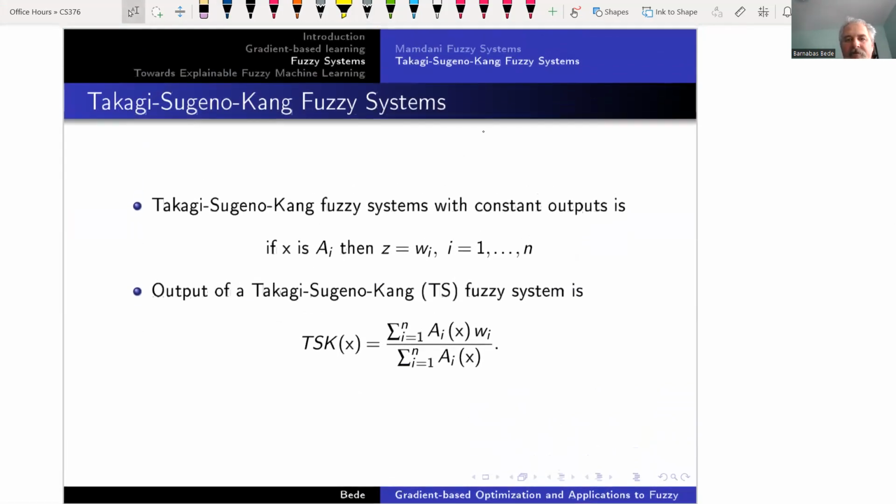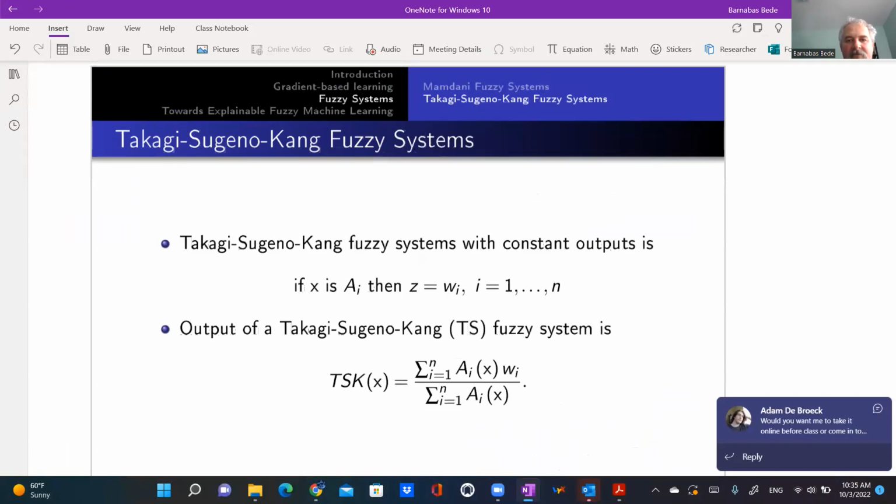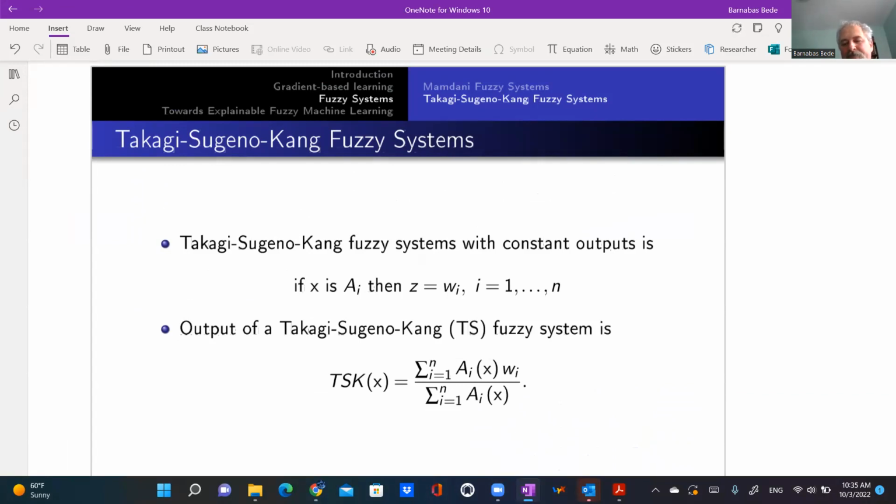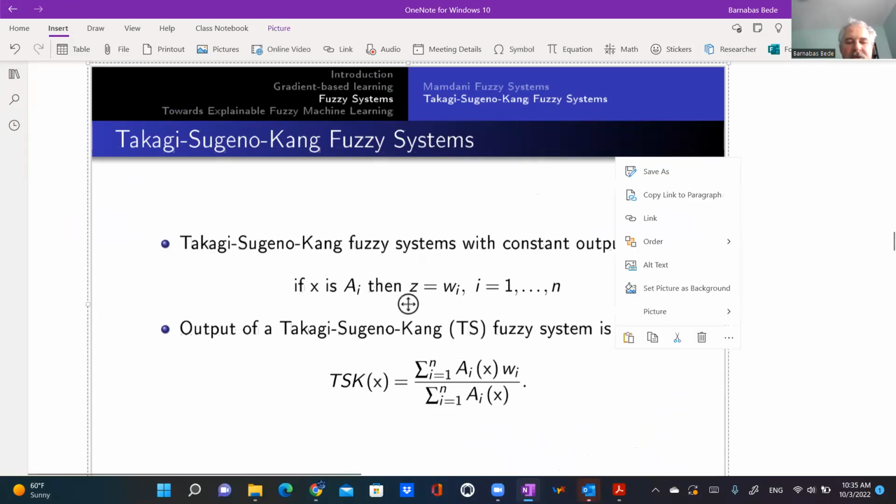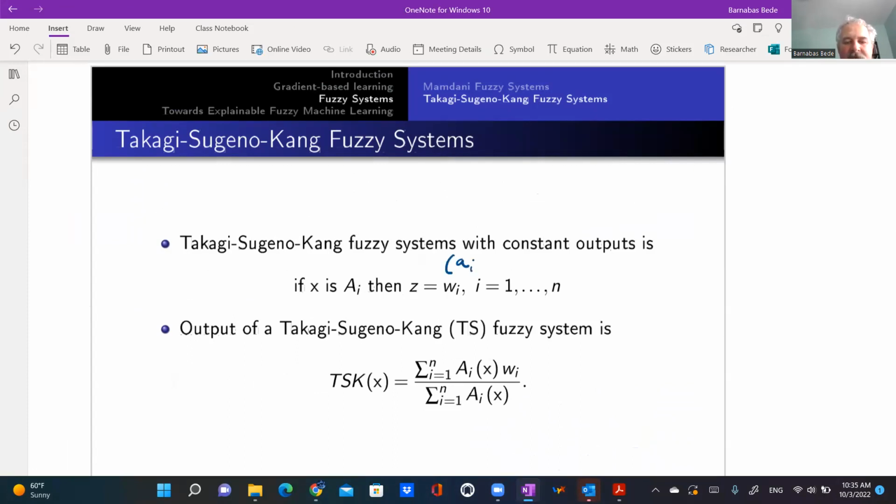I'm not sure if you have covered this type of system in the previous talks. So the Takagi-Sugeno-Kang fuzzy system has either a constant output or a piecewise linear output. Here I took a constant output for simplicity, but this could also be a_i x + b_i, a piecewise linear output. Okay, let's go with constant output.